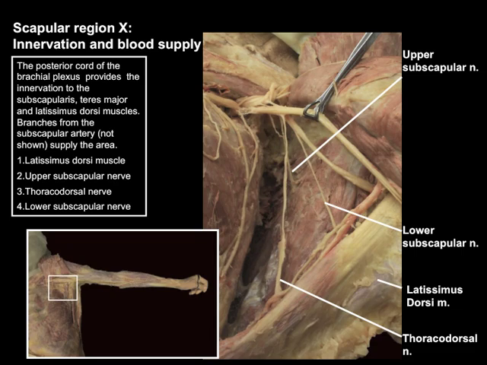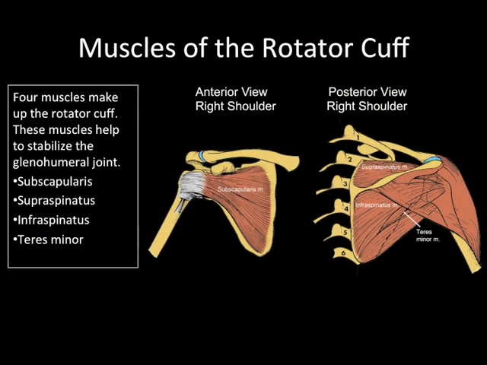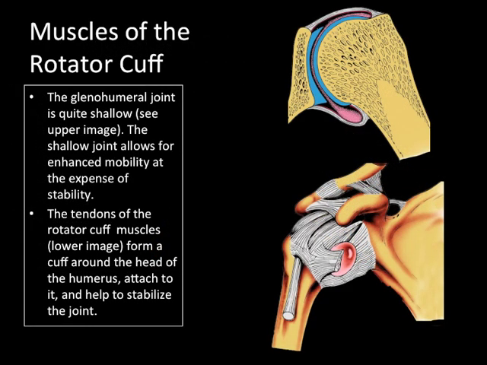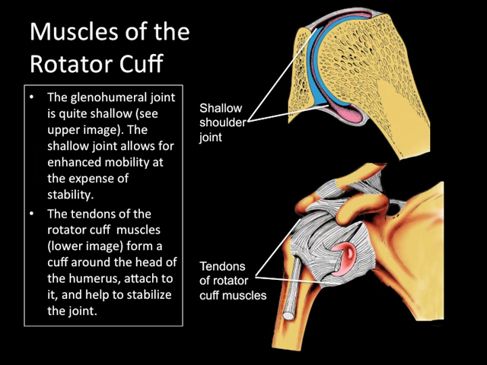image, is now labeled. Four of the muscles that we have discussed up to this point make up the important rotator cuff. These are the subscapularis, the supraspinatus, the infraspinatus, and the teres minor. The glenohumeral joint is quite shallow. See the upper image. Shallow joint allows for enhanced mobility at the expense of stability. The tendons of the rotator cuff muscles, shown in the lower image, form a cuff around the head of the humerus, attached to it, and help to stabilize the joint.